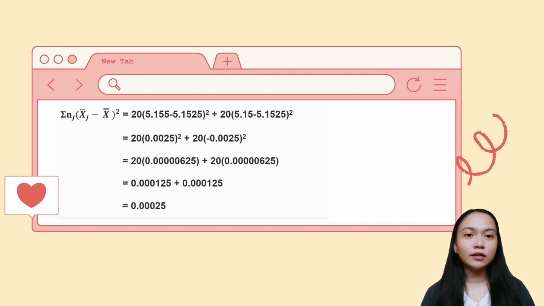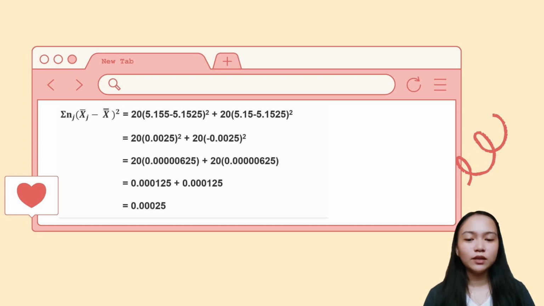equals 20 (the difference of the water daily and the total mean, 0.0025)² plus 20 (the difference of watered weekly minus the total mean of plants, which is negative 0.0025)². And for 0.0025 to the power of 2, you'll have to multiply it twice.